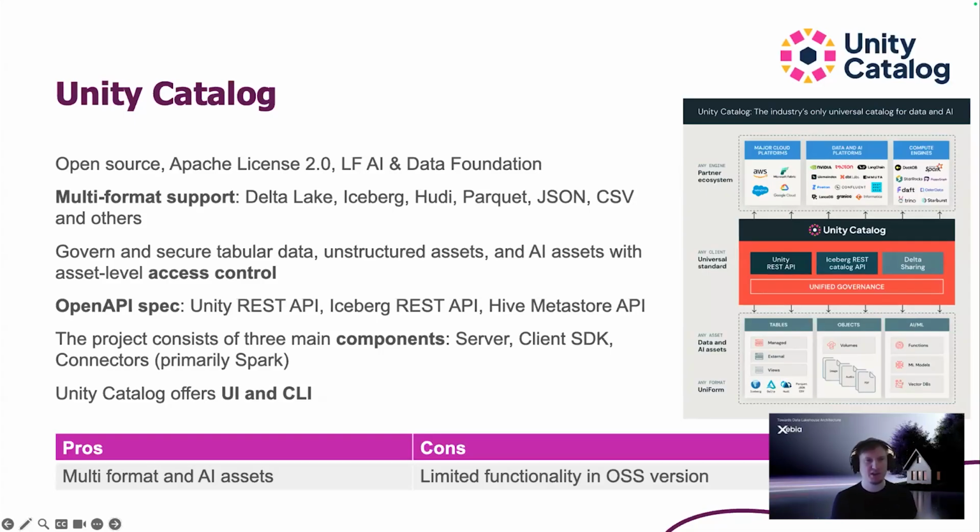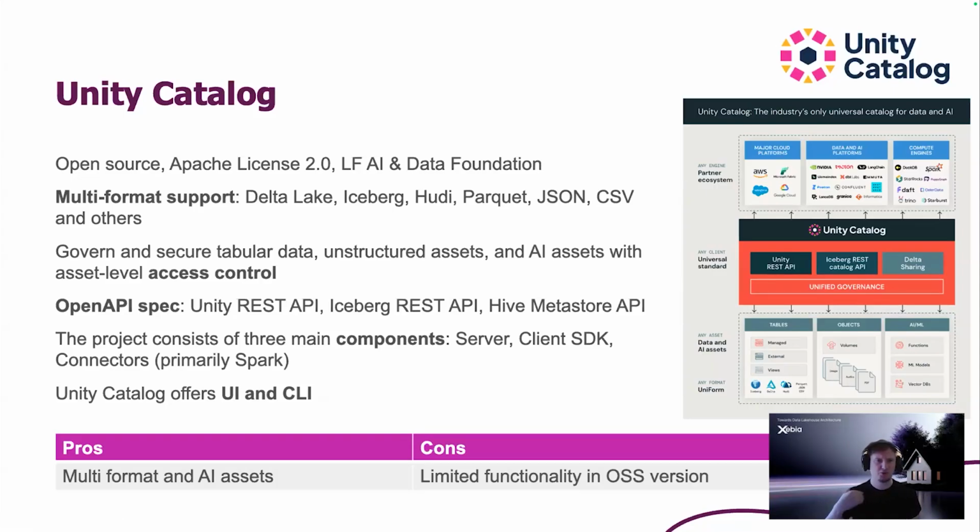It is available in GitHub repository under Apache license. It also has support for multi-format: Delta, Iceberg, Hoodie. They have internal access control, open specification, Unity API, Iceberg API, Hive Metastore, and so on. And in general, this project is divided into three modules.